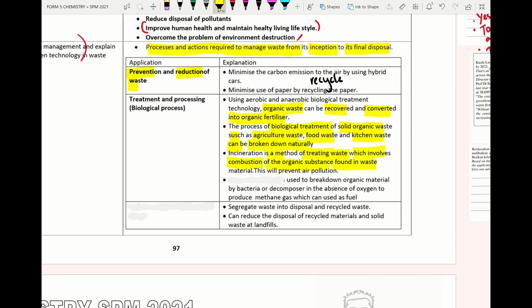All right, so this method, incineration, is a method of treating waste which involves combustion of the organic substance found in the waste material. So the poisonous gas will be absorbed before the air is discharged into the environment, to prevent air pollution.